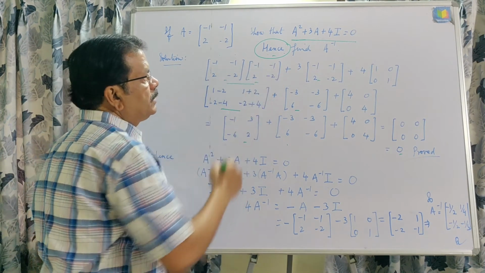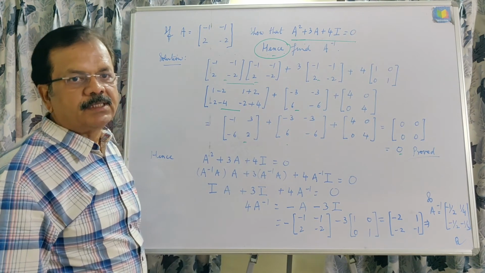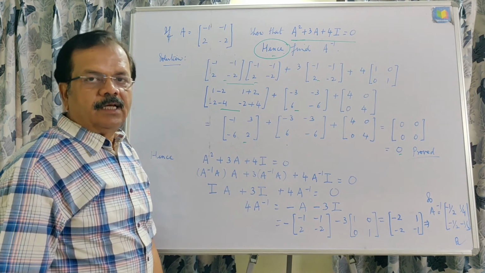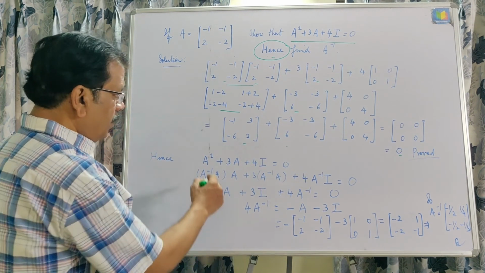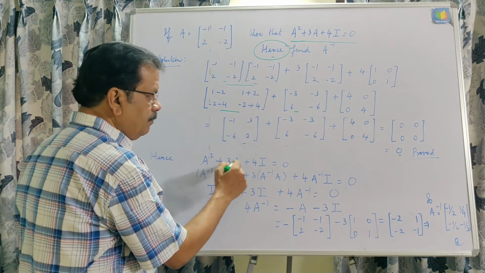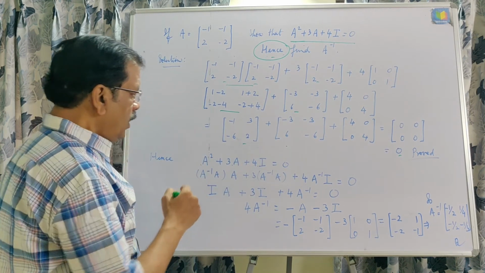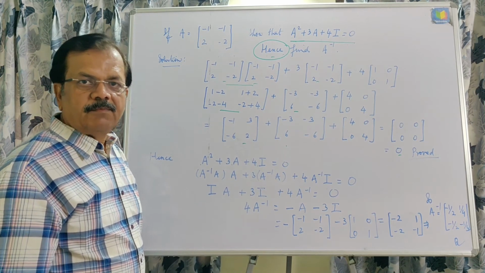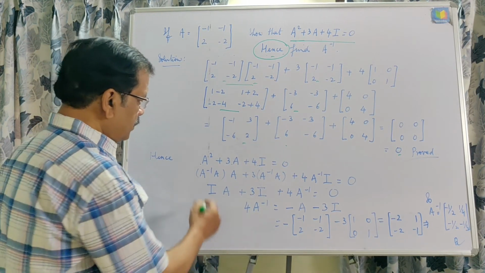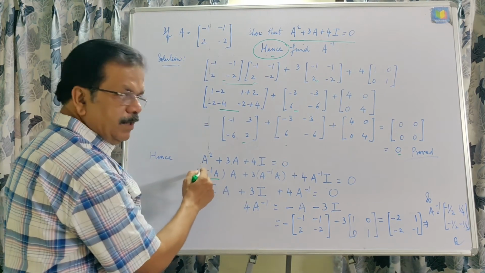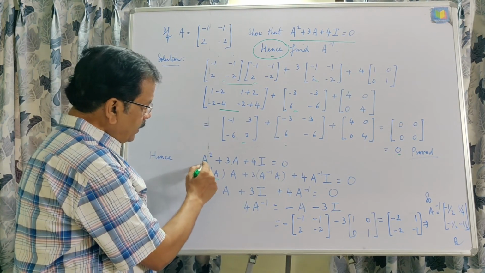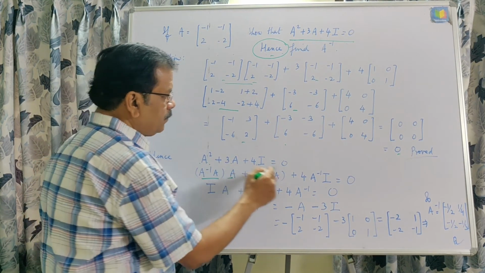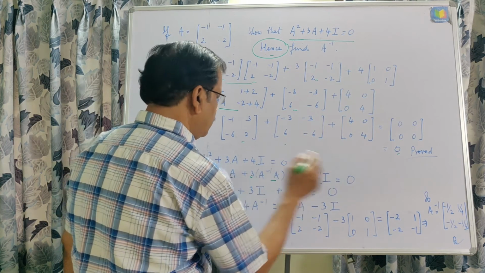Now hence: if in a board examination you are asked hence find A inverse, and you are finding it by the previous method, then the solution will be wrong. With the help of this, A square plus 3A plus 4I is equal to 0, multiplying both sides by A inverse. We can multiply by any number to any matrix equation. This will be written as A inverse A A plus 3A inverse A plus 4A inverse I is equal to 0.